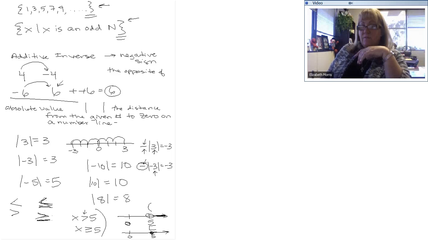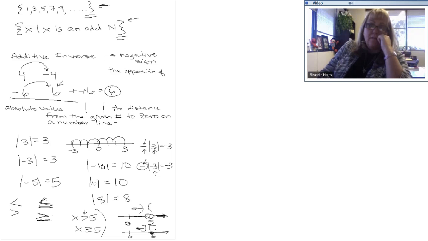Parentheses are in place of open circles. Brackets are in place of closed circles. And then, of course, if it was going the other way, the parenthesis would go that way. If it was going the other way, the bracket would go that way. Okay? All right. Let's now keep that in mind. Let me get a new whiteboard and let's try something, okay?